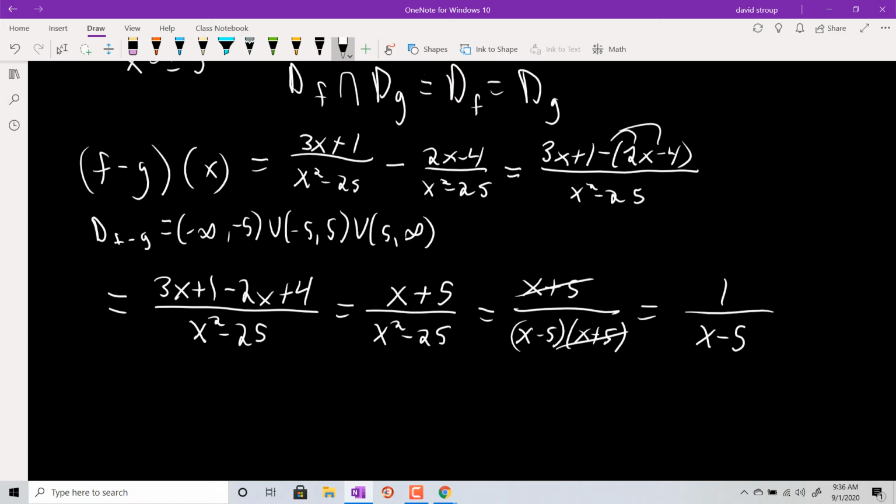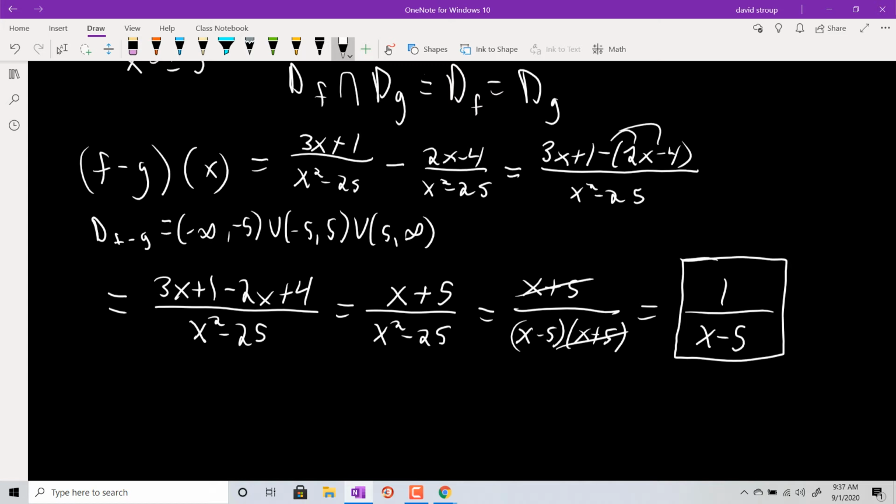If you look at the domain of this thing, so let's say, for instance, you didn't know what the f and g were, and I just gave you this answer, 1 over x minus 5. You may think that the domain was all real numbers except 5. That's not true. The domain is all real numbers except 5 and negative 5. So just because you can't exactly read off that negative 5 part, it doesn't mean that it's okay to use it now.